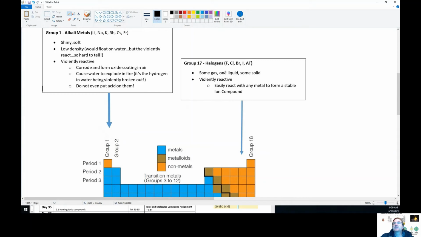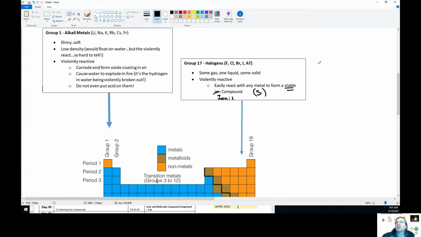Group 17, the halogens: fluorine, chlorine, bromine, iodine, astatine. Some are gases, one's a liquid, it's the bromine, and some are solid. You'll see that on your periodic table. This is just kind of a model of the periodic table. These are violently reactive as well. They'll easily react with any metal to form a stable ionic compound. Ionic compounds are always solid in their state of matter, and they're always stable, coming from something very, very violent.